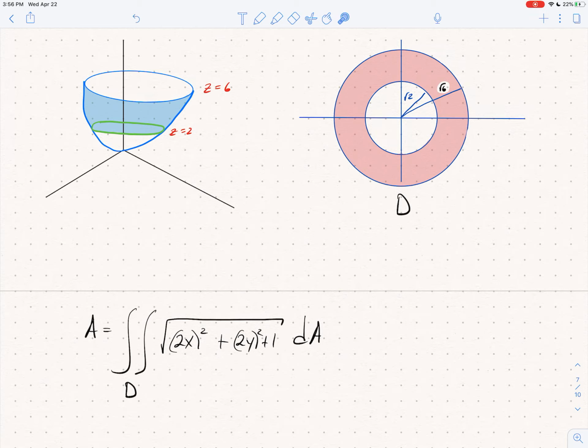So I'm thinking now about how to set this integral up, and I'm going to switch this to polar, definitely a polar type region. So what do we have here? We have 4x squared plus 4y squared. That's just 4r squared. So this becomes the double integral of the radical of 4r squared plus 1, times r dr d theta. What is r doing? r is starting at root 2 and going out to root 6. Theta swings all the way around.